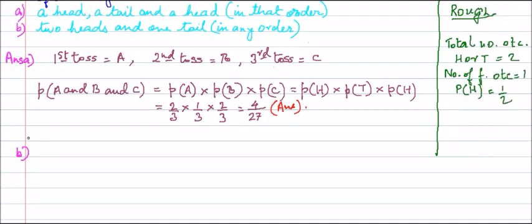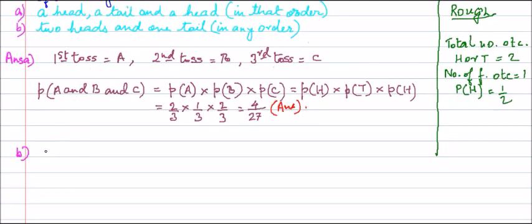So let us take, and again the tosses are independent of each other. Now, first toss equal to A, second toss equal to B, and third toss equal to C. We are keeping it as it is. So, what all sequences can we have? There will be 2 heads and 1 tail. How many sequences of heads and tail, 2 heads and 1 tail combination can we have?